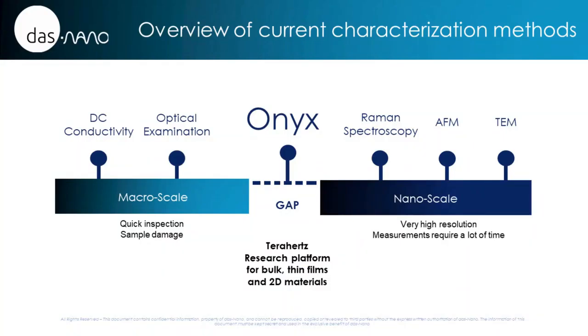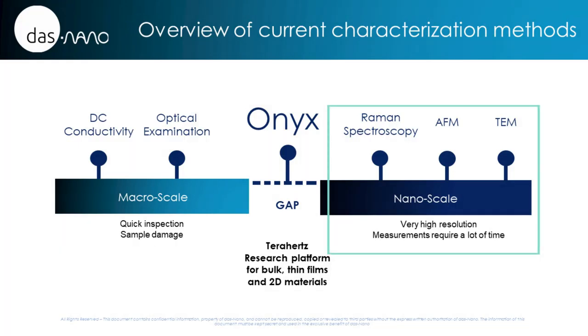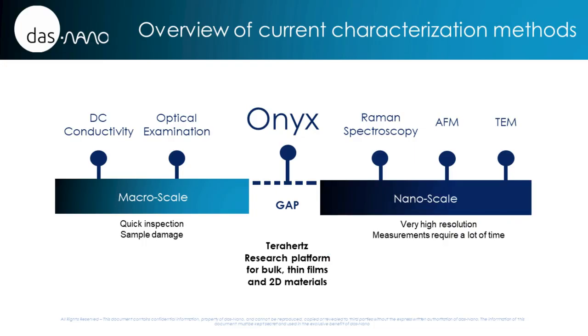Current characterization techniques can be divided in two main groups. On the one hand, macroscale techniques, such as the 4-point probe method or Van der Pauw, which allow a quick inspection but do not provide all the required information. On the other hand, we have nanoscale techniques, such as Raman spectroscopy, AFM, TEM, and like the previous ones, they allow a very high resolution, but measurements require a lot of time.